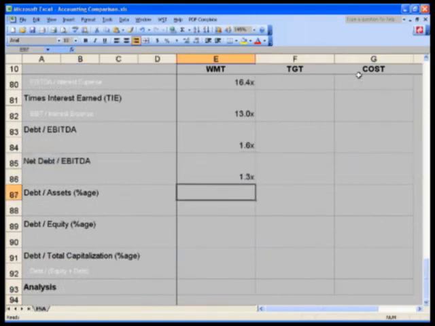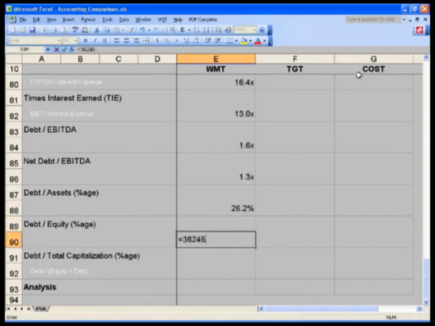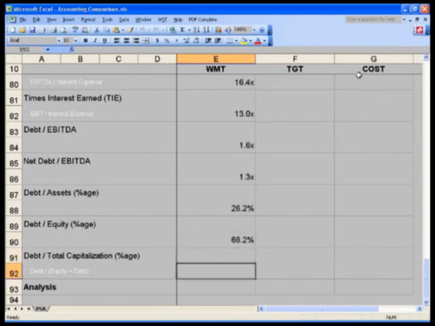Net debt will simply be total debt minus cash. You're going to go equals my net debt of 36,245 minus my cash on the books of 6,414. That whole thing divided by my EBITDA, which was what again? 23,247. So you have a net debt to EBITDA ratio of 1.3 times. This net debt number will be important, especially as we get to Costco. Walmart's debt to assets equals 36,245 divided by our total assets of 138,187. That will be in percentage format of 26.2%.